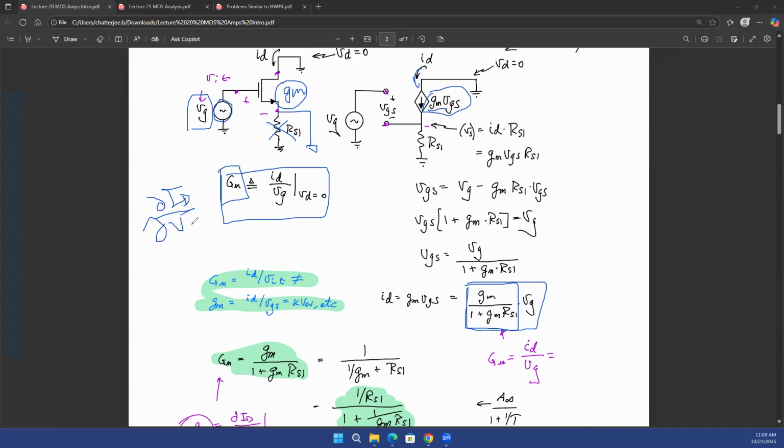GM for the transistor. So that's why I'm talking about, let's say, del VGS. But for the whole circuit, this will be the derivative of ID with respect to the input voltage. In this case, the input voltage was VG, right? So input voltage to output current. Whatever relates that is the transconductance.